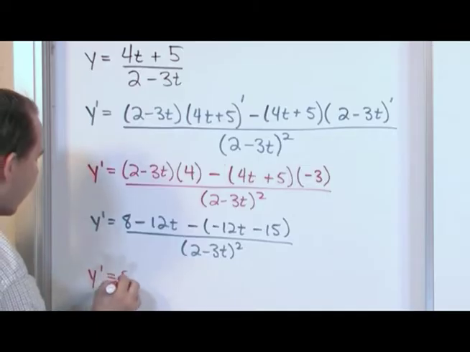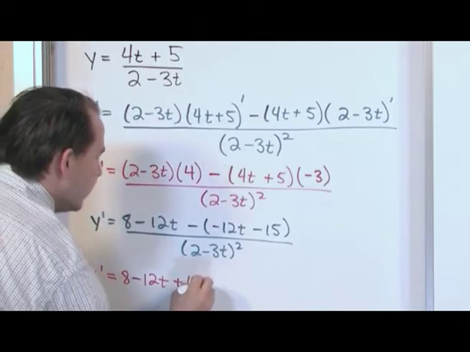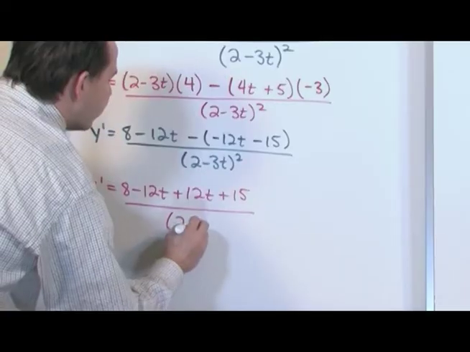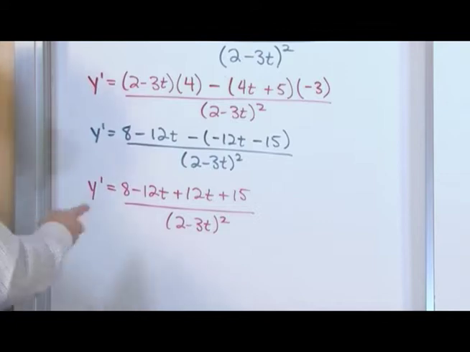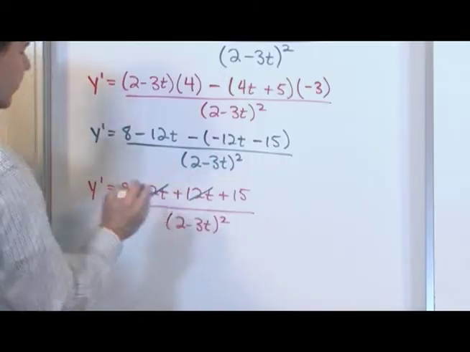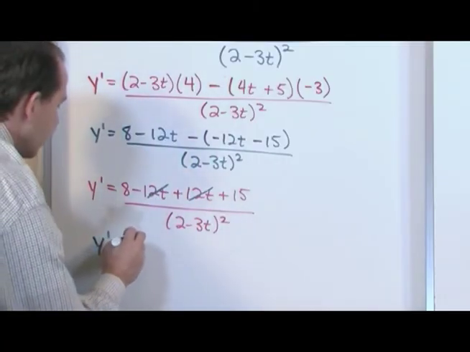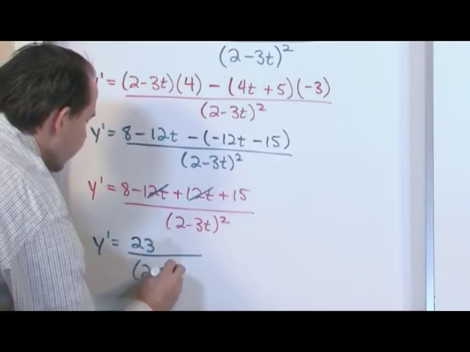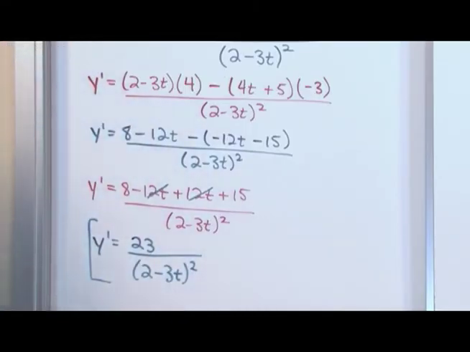So y prime, finally we have 8 minus 12t, distribute the negative, it'll be plus 12t plus 15 over 2 minus 3t squared. And finally, I think we're ready to write the final answer down, y prime. The 12t's cancel because negative and positive, and 8 plus 15 is going to be 23, so it's going to be 23 divided by 2 minus 3t squared.